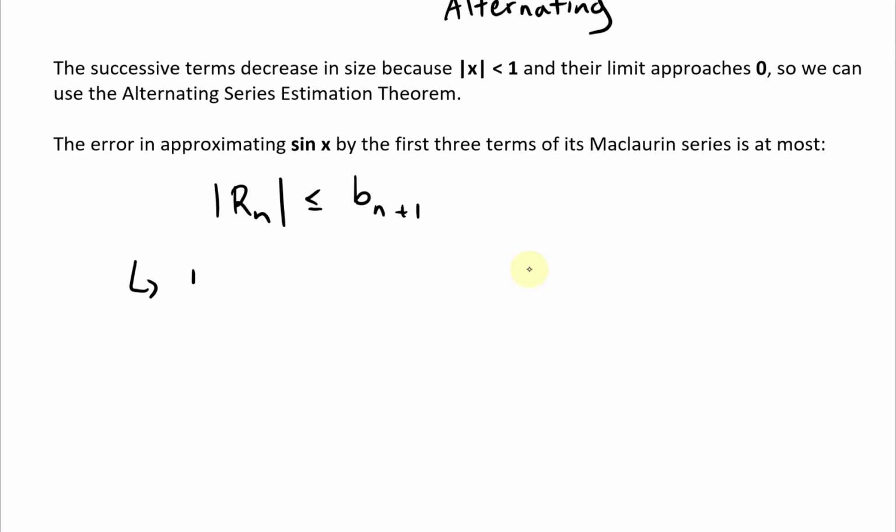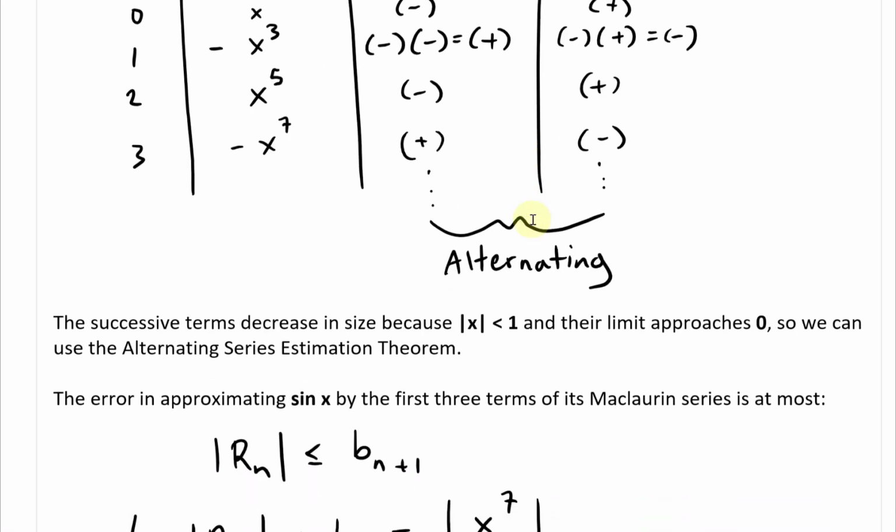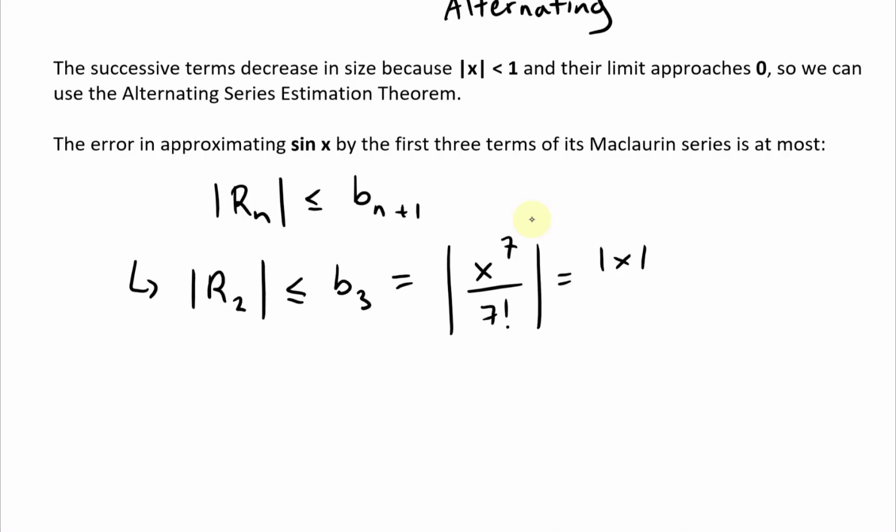So in our case, we're going to have the absolute value of the remainder R_2, for n equals 2, or for 3 terms, starting at n equals 0, using the Taylor series, is going to be at most the next term, b3, which in our case is going to be the absolute value of x^7 over 7 factorial. So that's the next term over here, the absolute value of that. And now this is going to be equal to the absolute value of x^7 divided by 7 factorial, which is 5040, and I'll do a calculation check.